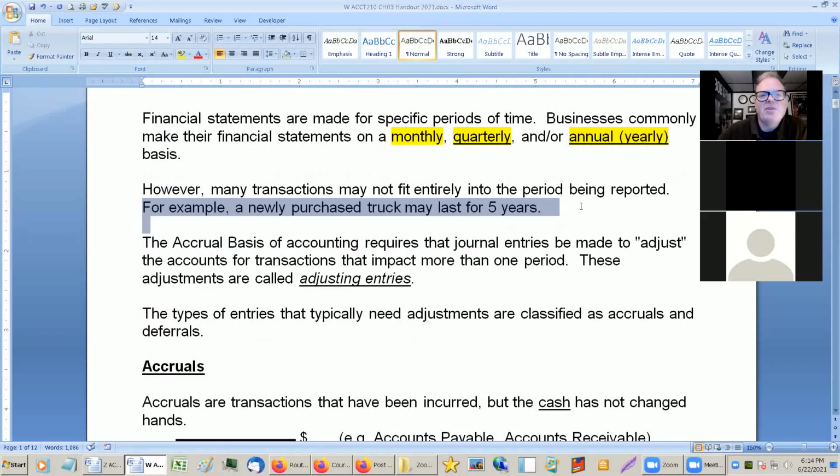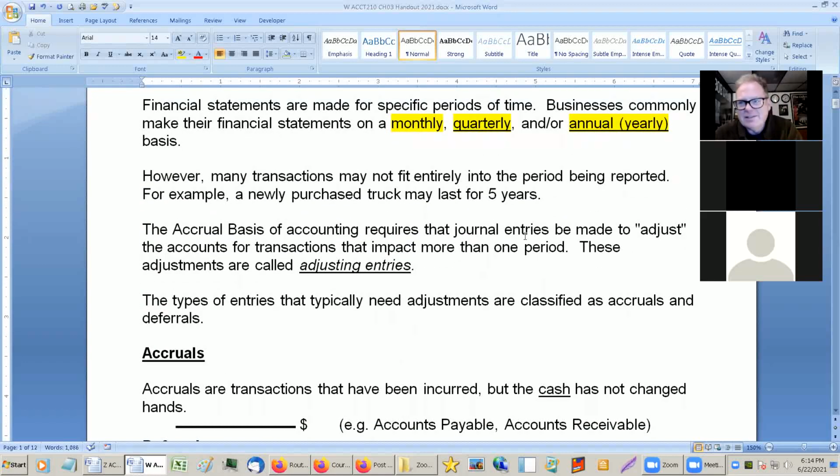I just gave the same boring example that I gave you guys before. So a transaction may not fit into the period. For example, a newly purchased truck might last for 5 years. I've got to change that. All right.